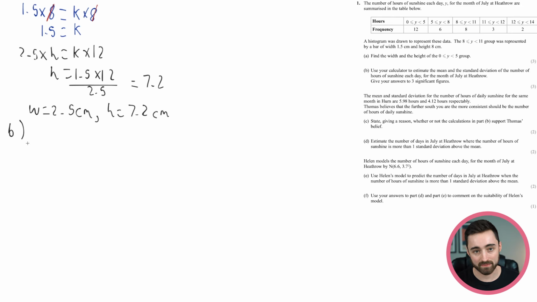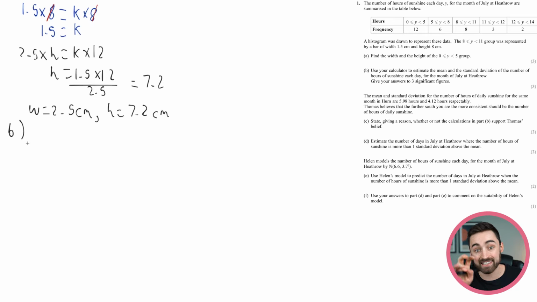Why does it say estimate? It says estimate because we have grouped data here. Because if we have grouped data, we don't actually know these data points. Like between 0 and 5, we don't know where they are. We don't know that there was one at 1.2, one at 4.1. All we know is there were 12 in this class.